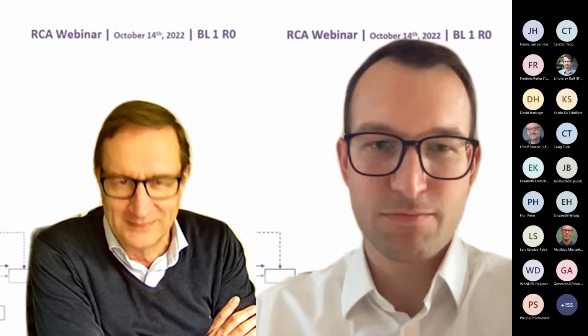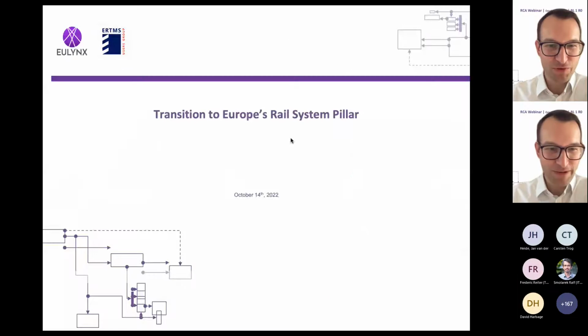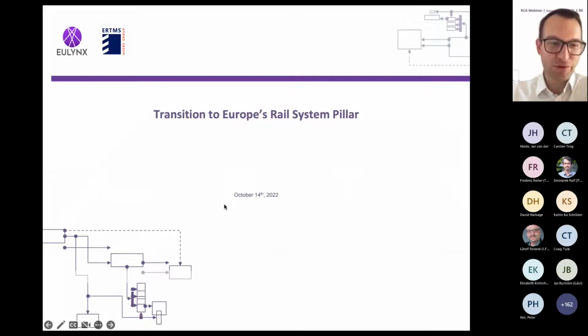Of course, some of the previous speakers have already indicated it a little bit. It's called System Pillar. But Roman, you go a little bit more into the details over there. The floor is yours. Yes, thank you, Michel. So I will share my screen. As Michel said, I will talk about the transition to Europe's Rail System Pillar. So the basic question is, how are we going to continue our work? Where will all the future work on those contents take place?